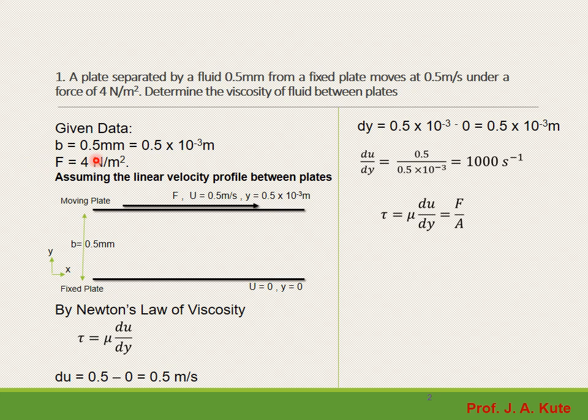The force is given as 4 Newton per meter square, so it is nothing but a shear stress. So mu into 0.5 divided by 0.5 into 10 raised to minus 3 is equal to 4. So the viscosity is 4 into 10 raised to minus 3 Newton second per meter square.